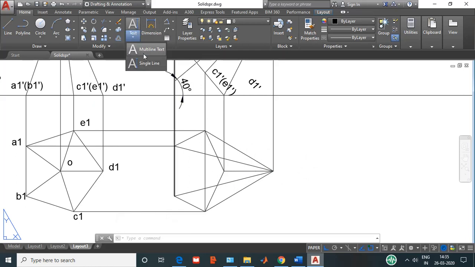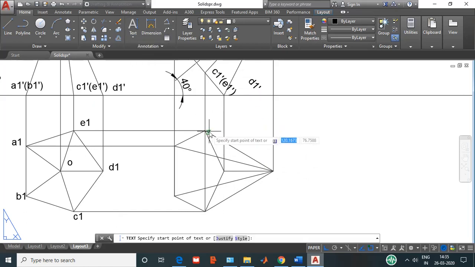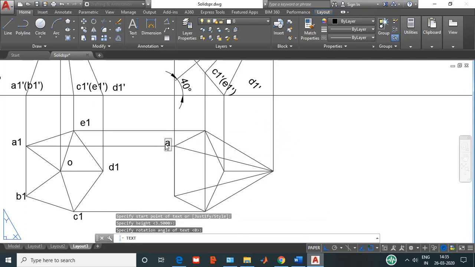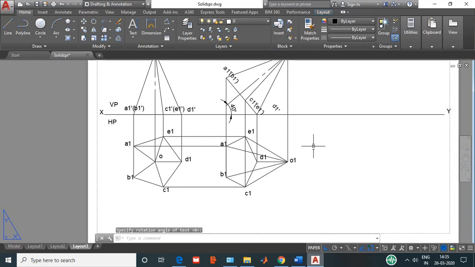Let me name it quickly. Starting from here, this is A1, this will be B1, C1, this would be D1, this would be E1, and this will be O1, just to differentiate. That's it.